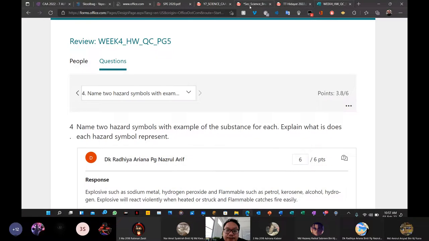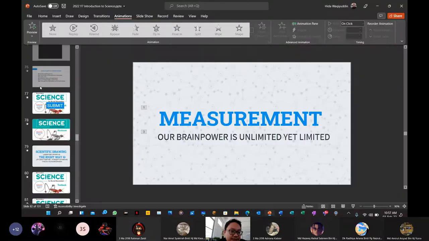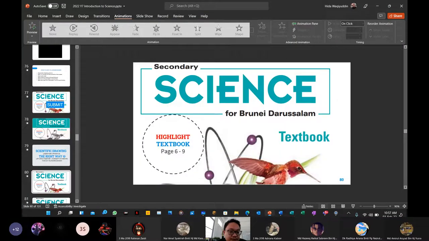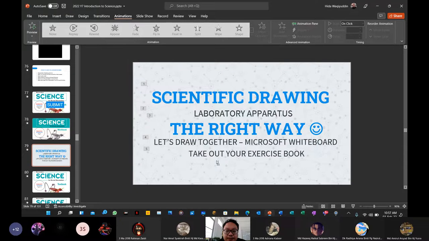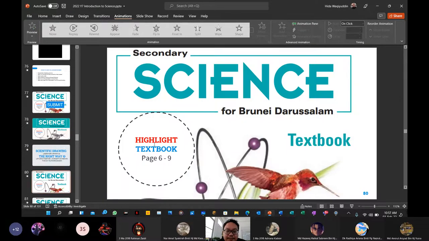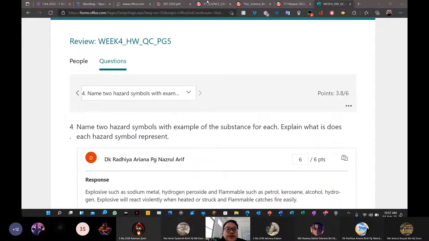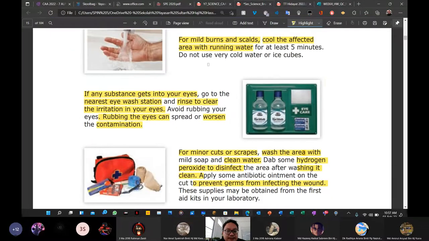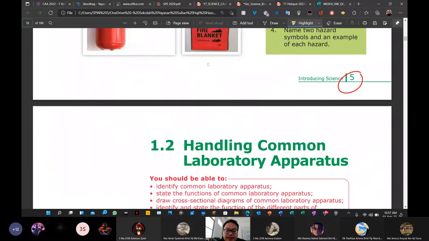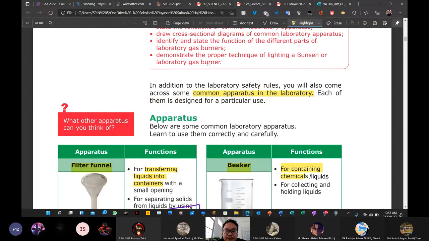Okay. So if you have your textbook, you're going to highlight from page 6 to page 9. I'm going to show you. So last time we have done the practical together. So today we're going to do scientific drawing the right way. But before that, we need to highlight textbook page 6 to 9. So first of all, go to your textbook, page 6. So last time we have highlighted until here, page 5. Now we have to highlight the common laboratory apparatus.